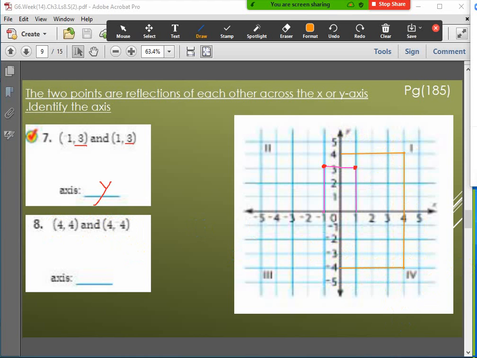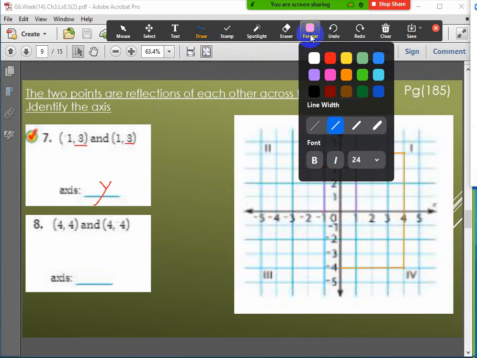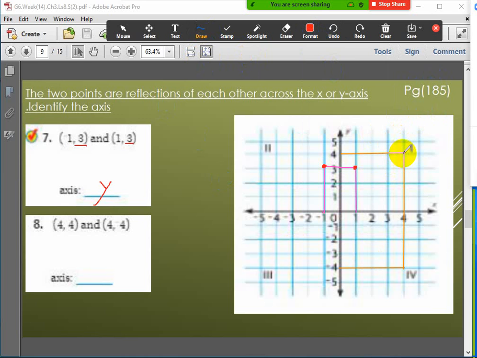What is the line of symmetry here? Let's see. Okay, who wants to answer? Yes, Mariam, open the mic. What is the line of symmetry? Yes, this is the first point here. Very good, Mariam.